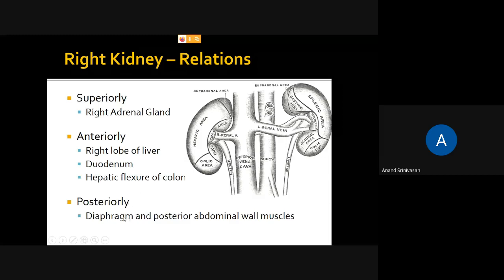Posteriorly there is the diaphragm and posterior abdominal wall muscles.